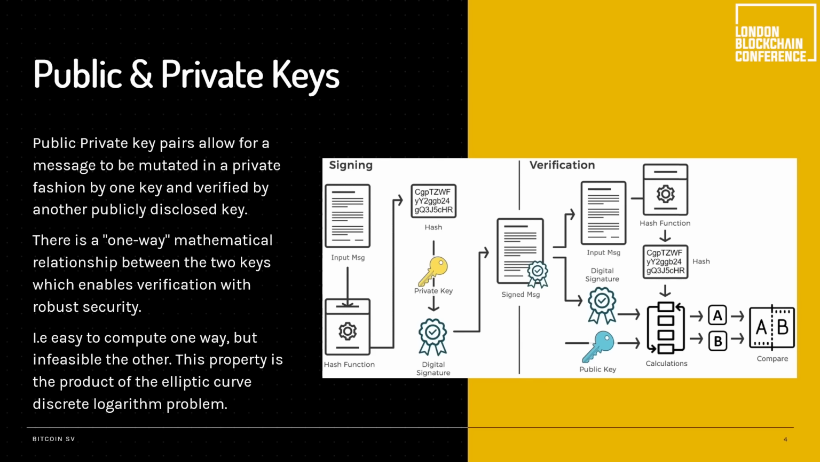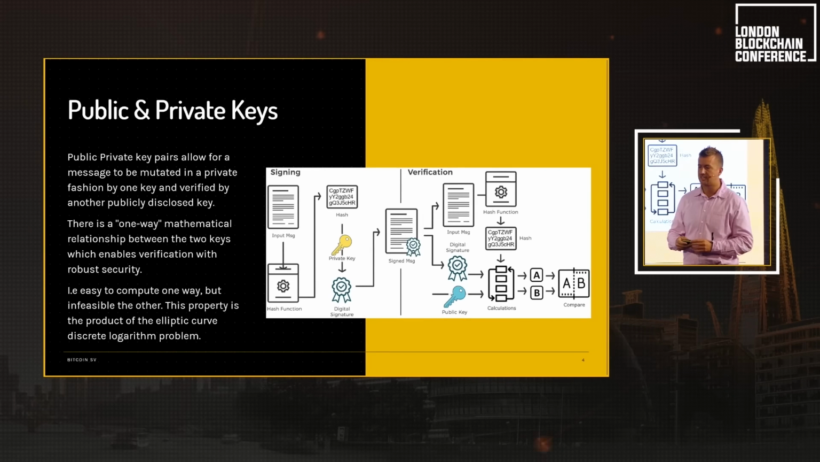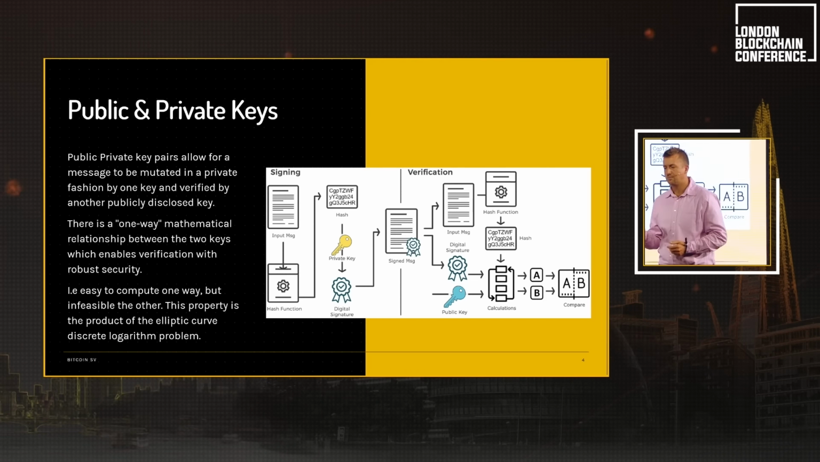So you have a signed message, and you provide that to the other party, and you can publicly disclose one of your keys to the other party, and they can verify that that signature was performed by another key that you keep private that has a mathematical relationship between the two. But that mathematical relationship is a one-way function. So it's easy to compute one way, but really difficult, pretty much impossible, to reverse that process. And that property is the product of the elliptic curve discrete logarithm problem.